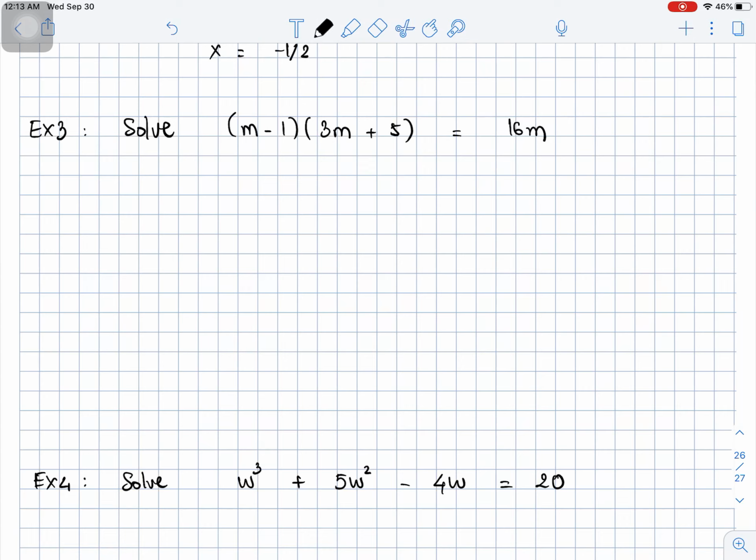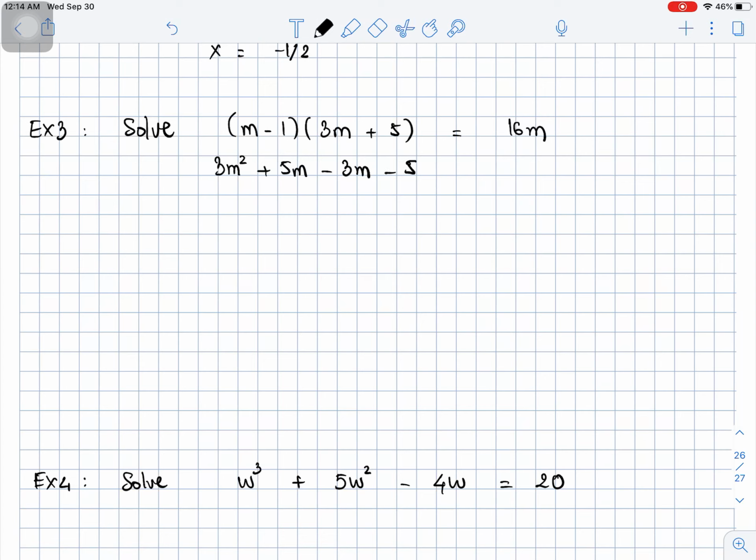Example number 3. Solve (m minus 1)(3m plus 5) equals 16m. We do not apply the zero product property right away because we need to have a quadratic equation with zero on one side. So we first of all need to get the quadratic equation. We will multiply, open the parentheses. That's what we usually do when we solve for the equation.